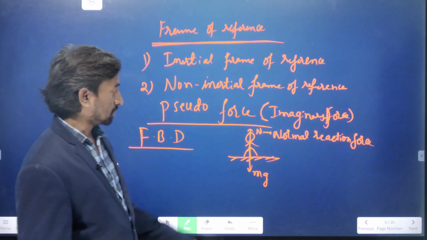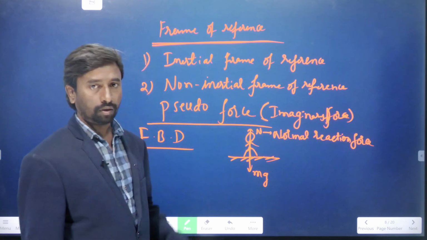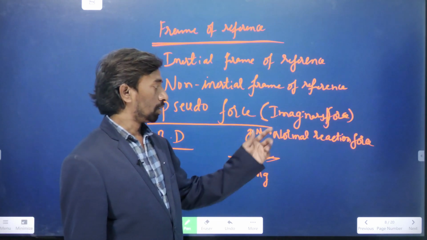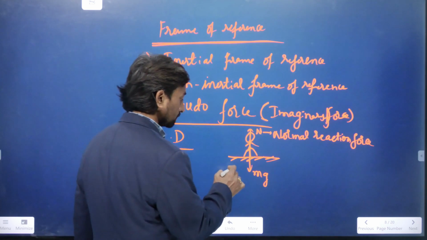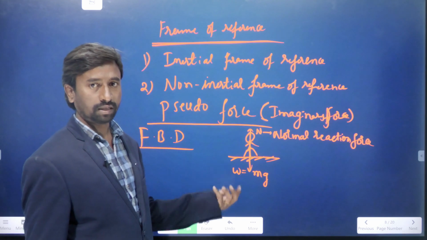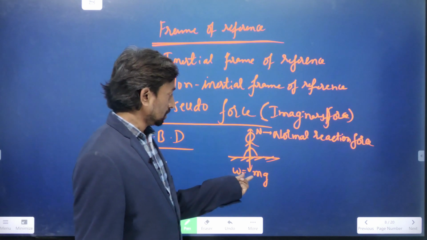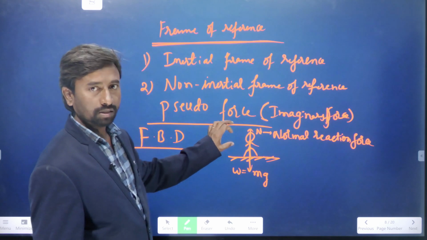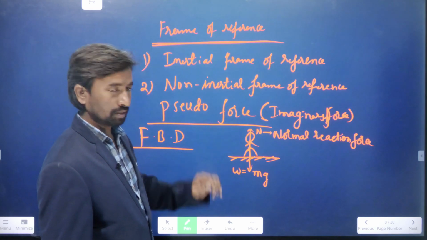Otherwise, it cannot be balanced. It cannot be stable vertically; it may fly. That is due to the normal reaction. And this will be the weight. Weight is the product of mass and acceleration due to gravity acting on the body. Whenever these two are equal, the body will be in a stable equilibrium position, stationary.